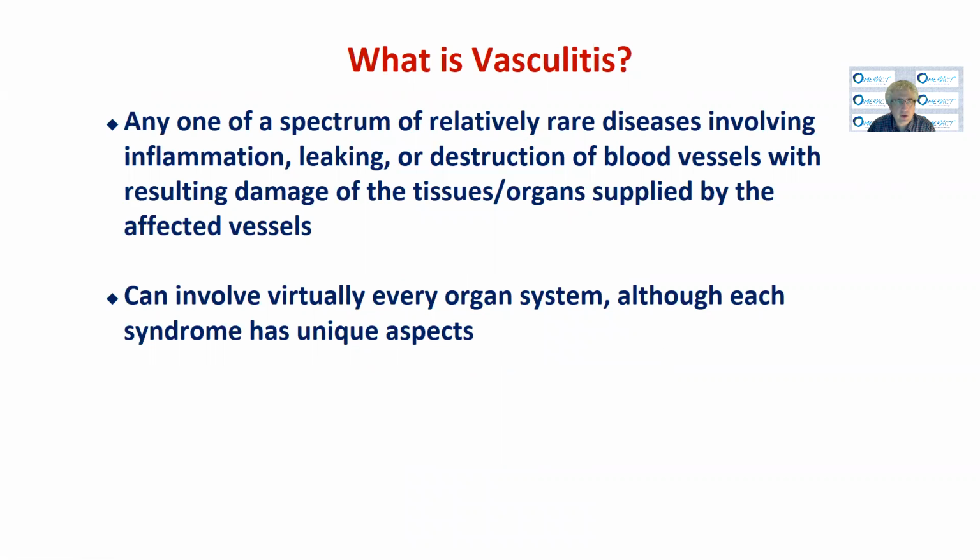What is vasculitis? Well, it's any one of a spectrum of relatively rare diseases involving inflammation, leaking, or destruction of blood vessels with resulting damage of the tissues and organs supplied by the affected vessels. Vasculitis can involve virtually every organ system, although each syndrome has its unique aspects.